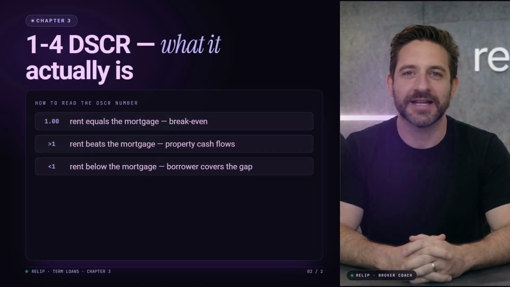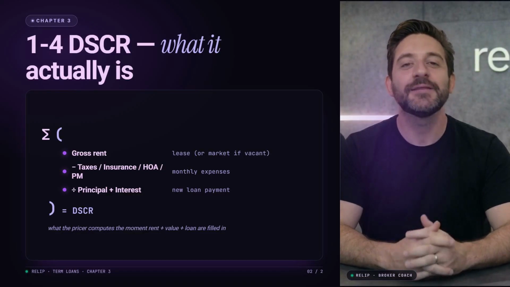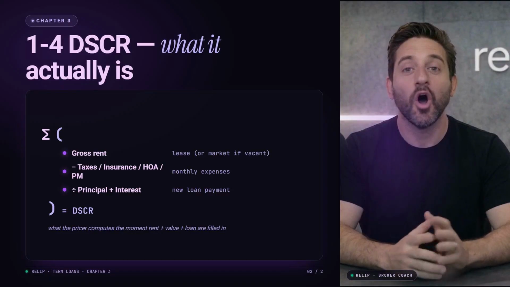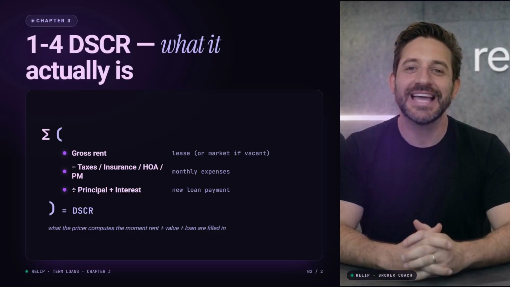We take the property's rent, whatever the current lease says, or if it's vacant, what the market would pay. Then we subtract the monthly expenses, property taxes, insurance, homeowner association dues, and property management. What's left is the net rent.